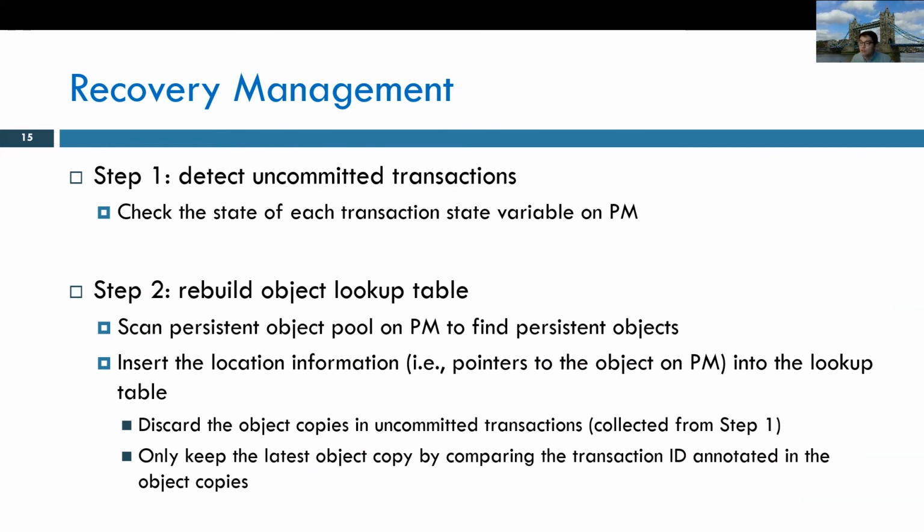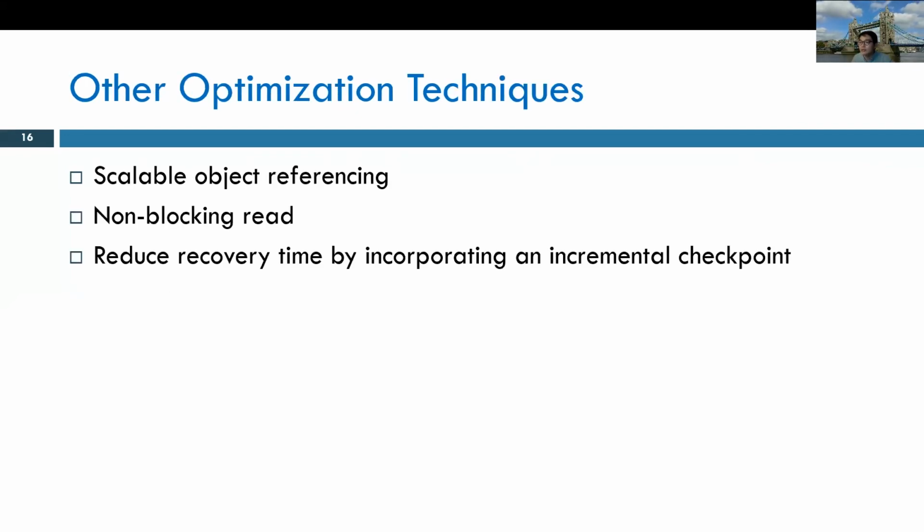Second step is to rebuild the object lookup table. In this step, ArchTM creates a new object lookup table on DRAM and loads the object information into the new table. ArchTM will discard object copies in uncommitted transactions and reclaim their memory space. Meanwhile, ArchTM only keeps the latest copy by comparing the transaction ID annotated in the object copies. ArchTM also contains other optimization techniques such as scalable object refreshing and non-blocking reads. I will not introduce them in this talk due to the time limit. Please find more details in our paper.